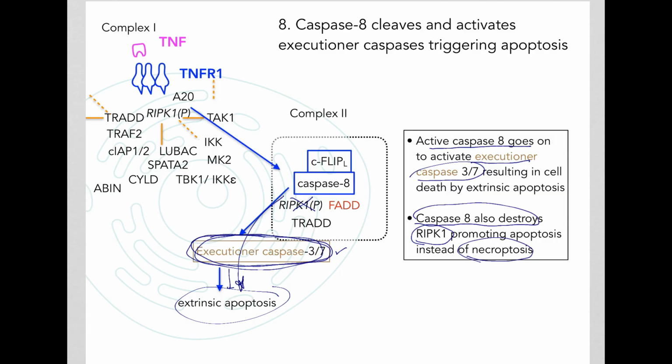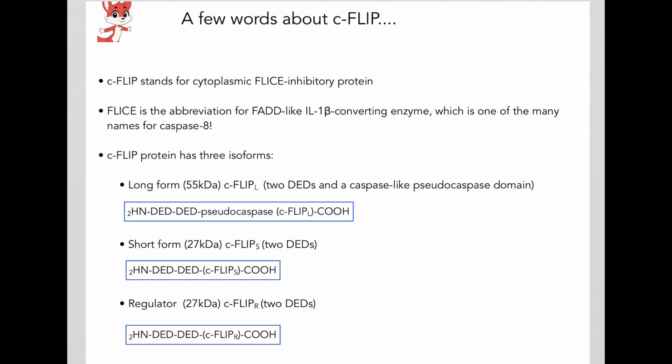We will see in a few seconds, RIPK1 is also very, very important for necroptosis. But by getting rid of RIPK1, we are promoting apoptosis and not necroptosis. Now a few words about this protein C-FLIP, which stands for cellular FLICE inhibitory protein. FLICE is the abbreviation for FADD-like IL-1 beta converting enzyme, which is one of the many names for caspase 8.